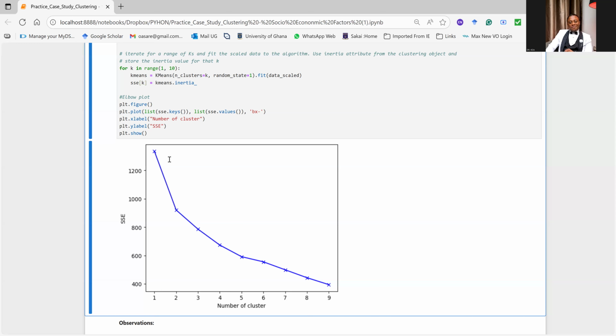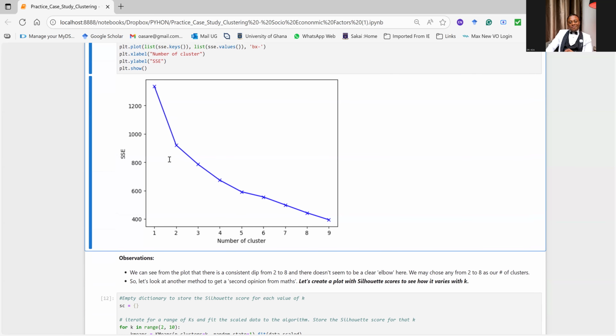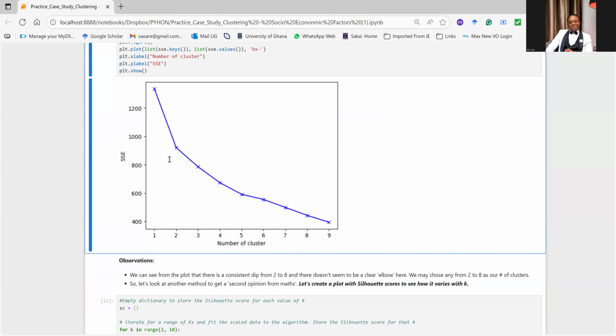So we can now say that the elbow effect is actually from 2. Okay, and that is the point that we've indicated, that the dip starts from 2 all the way to 8. It's going to be in between there. There's not a clear elbow here. It can be 2, it can be 3, it can be 4. So any of them is fine. You can choose between 2 and 8 as your number of clusters.